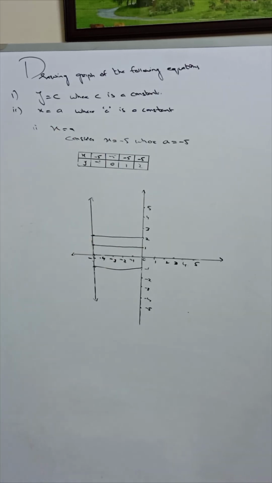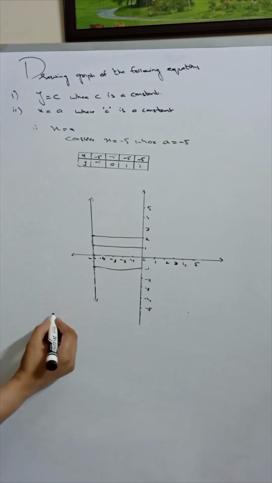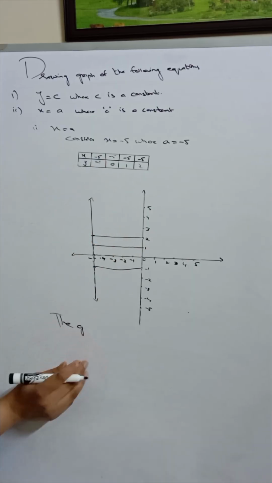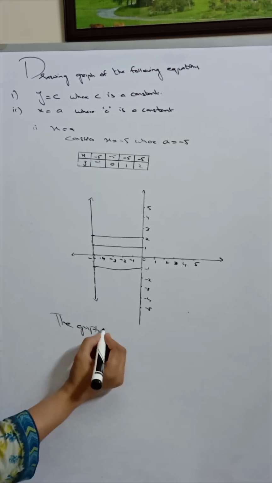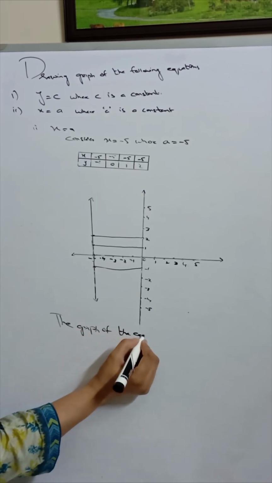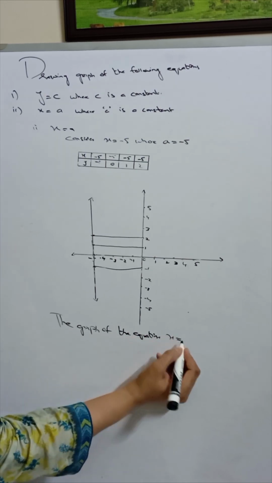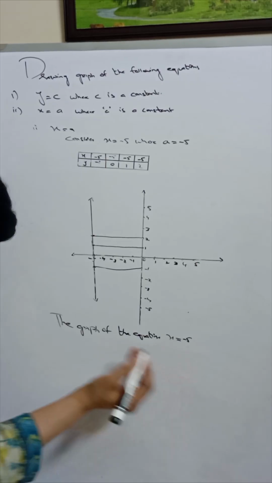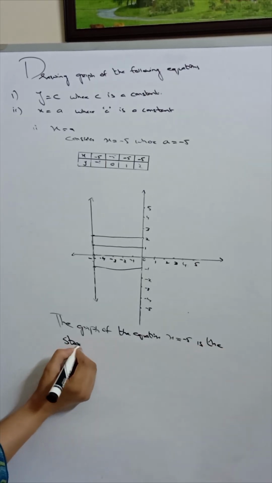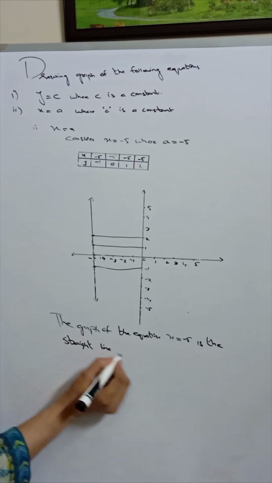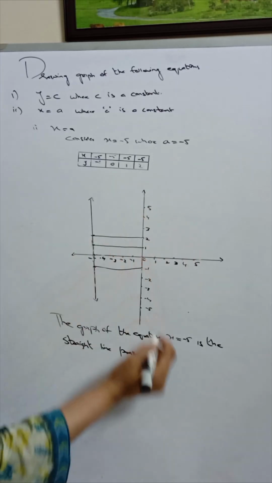So what will we write in the end? This is the graph of the equation. The graph of the equation x equals -5 is the straight line parallel to which axis? Y-axis.